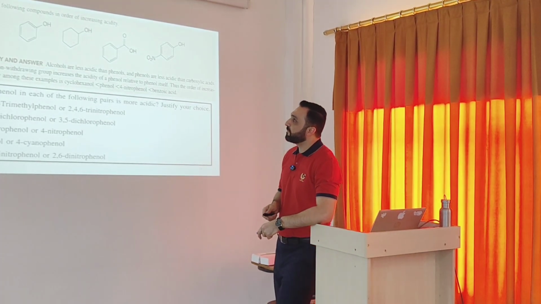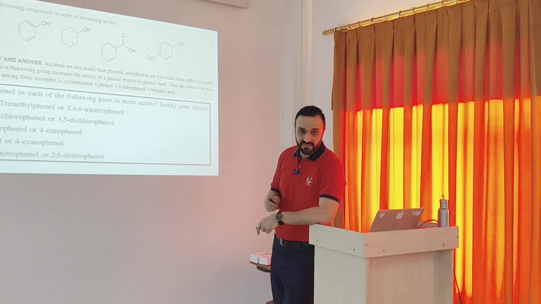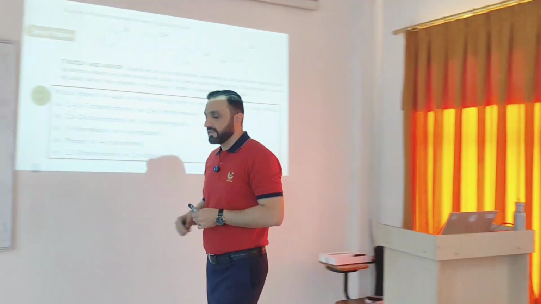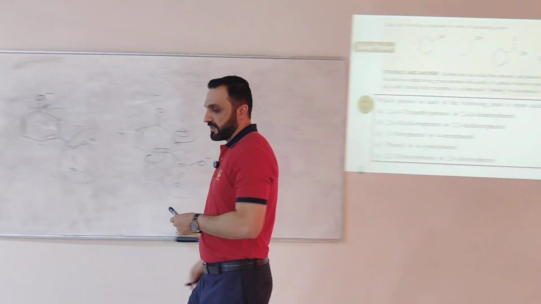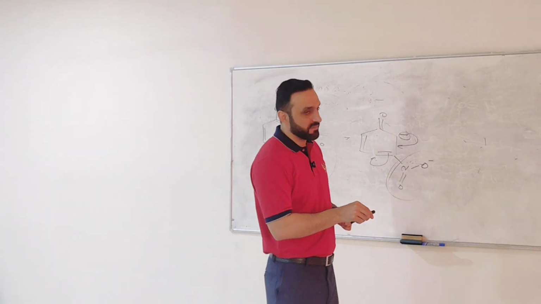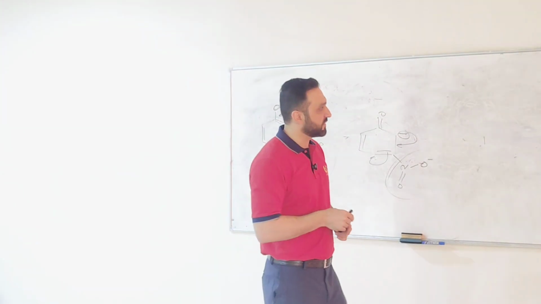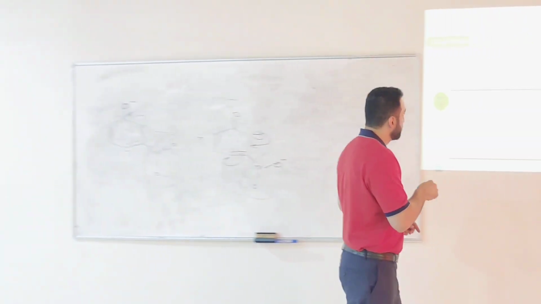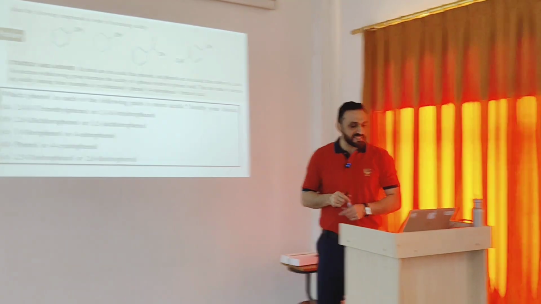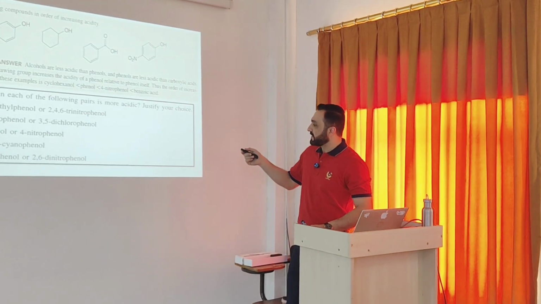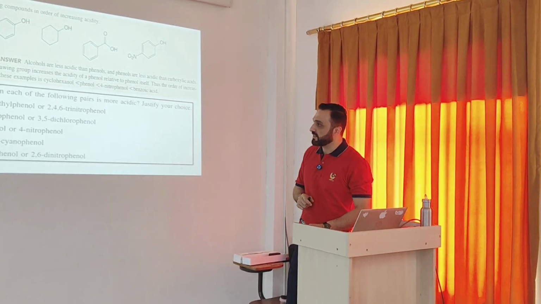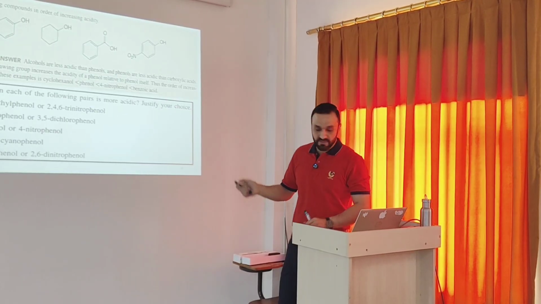It says: rank the following compounds in order of increasing acidity. This type of question is important. This is a resolved problem; you can take the solution. This is homework for you: which phenol in each of the following pairs is more acidic? Justify your choice. You have to choose which one is more acidic than the other: this or this, this or this, like that.